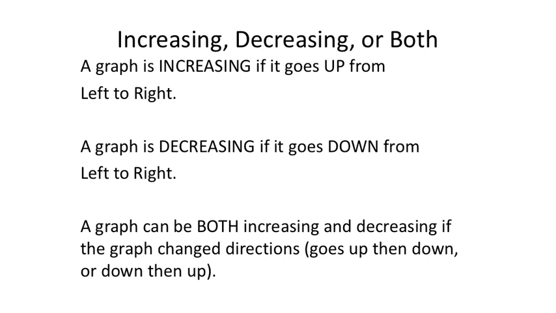So increasing, decreasing, or both. A graph is increasing if it goes up. You have to change this in your notes. It says left to right. That's what it should be. And a graph is decreasing if it goes down from left to right. All of these, increasing, decreasing, or both, are always in relationship to going from left to right.